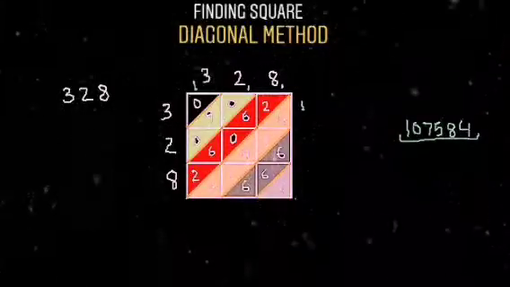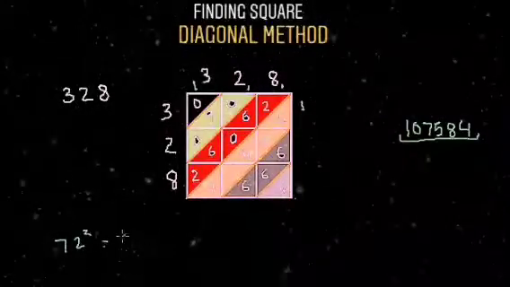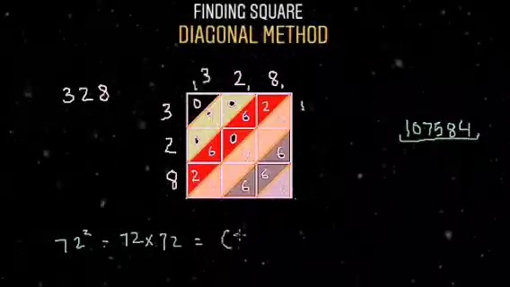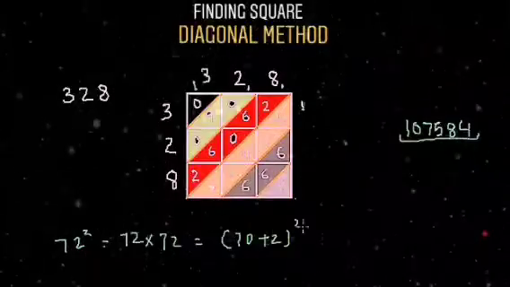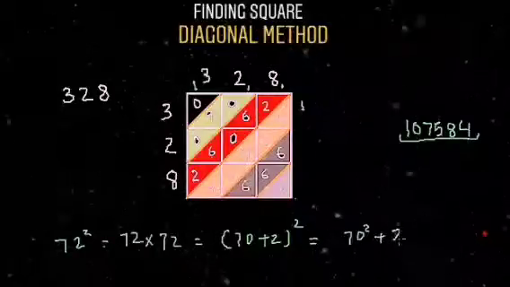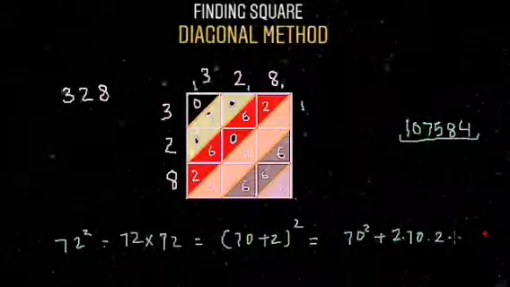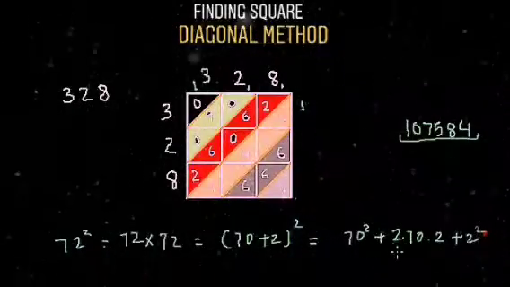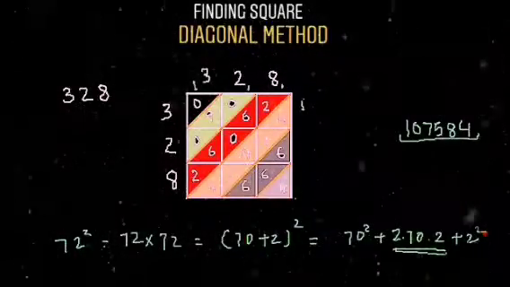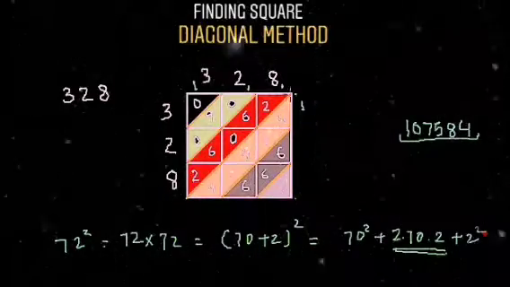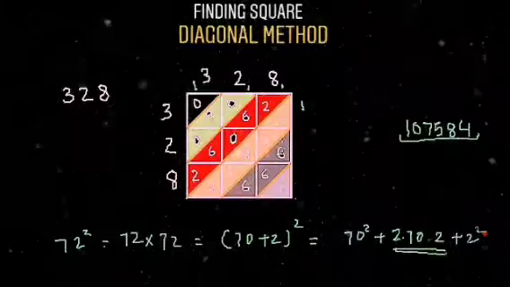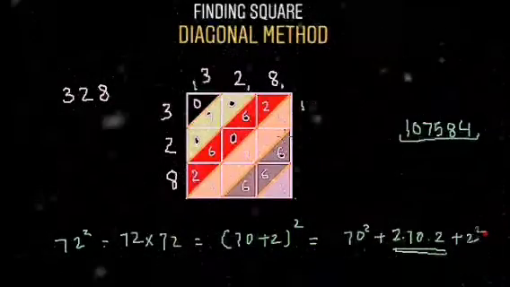So now what is the logic behind this? This is based on the formula (a plus b) whole square. As you can see, 72 squared can be written as 72 times 72 or (70 plus 2) whole square. And using the formula (a plus b) whole square, that is a square plus 2ab plus b square, we will get this result. And in this way we will get our final result also, as we have done in the previous video. That's why I'm not proceeding further, but this method is based on the same logic. We are finding the area of the sections.